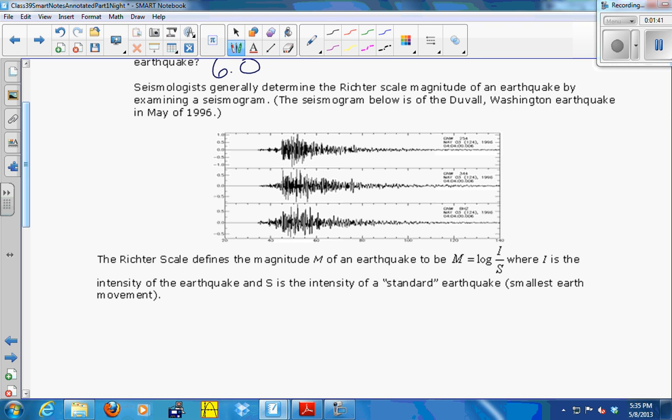The intensity has a unit, like meters per second or something, of how the Earth is moving. Then the magnitude is unitless because we take the ratio, and the units cancel. That's why they don't say a magnitude of 6.0 feet. There are no units on the magnitude of an earthquake.